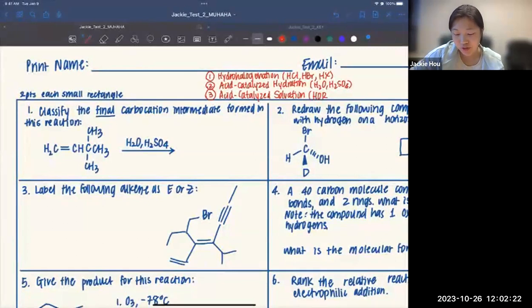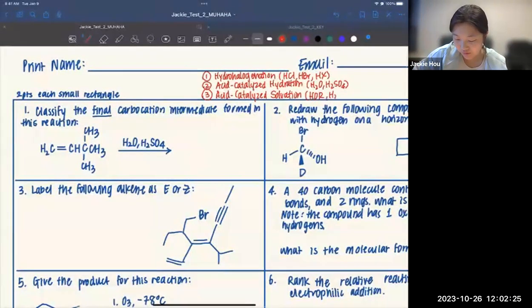Okay. Yeah, I'm going to denote that just with an R. And of course, we have our acid.